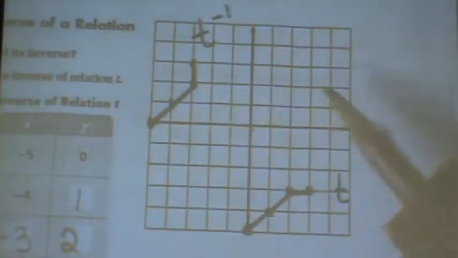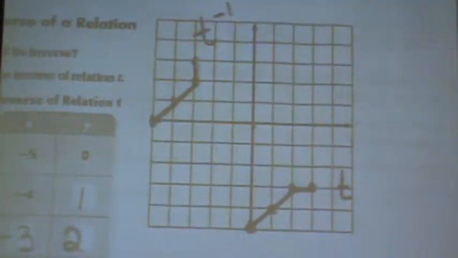3, 2, and negative 3. Oh, right here. There it is, right there. Okay, now connect them. And this is called the inverse. Now, when we write the inverse, it looks like to the negative 1 power. So this is t to the negative 1 power. That's how you designate inverse. So here's the function t, and here's its inverse.